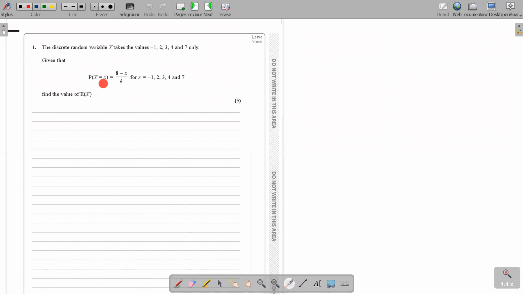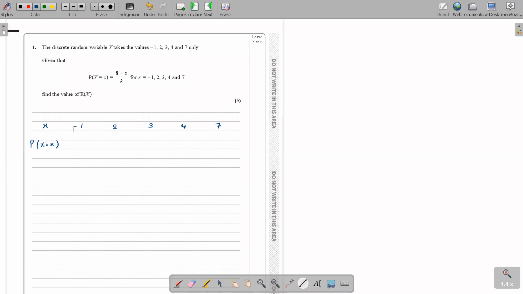And given that the probability of x equals, so they have given you how to calculate the probability. So what do you do here, children? Obviously, make a table. Write the x values, and using the x values in this equation, you can calculate the probability. So let's make the x values and the probability table. The x values are -1, 2, 3, 4, 7. So make a table with x and the probability P(X = x).